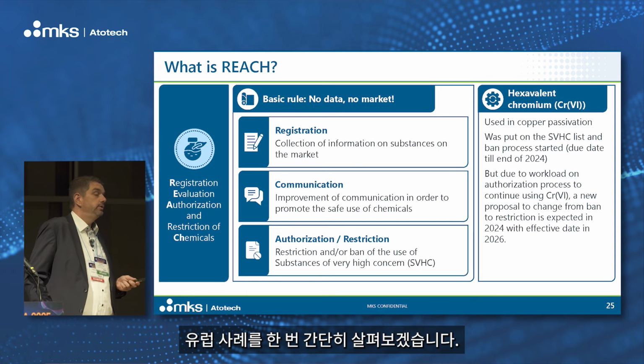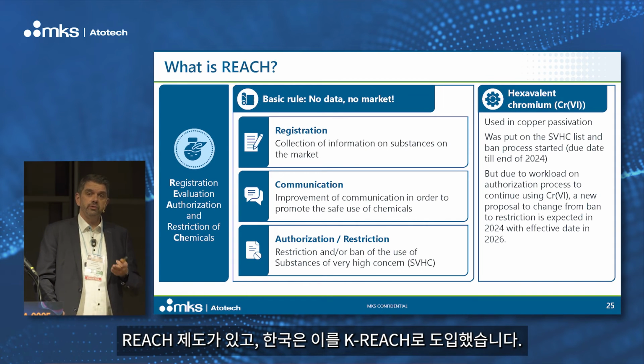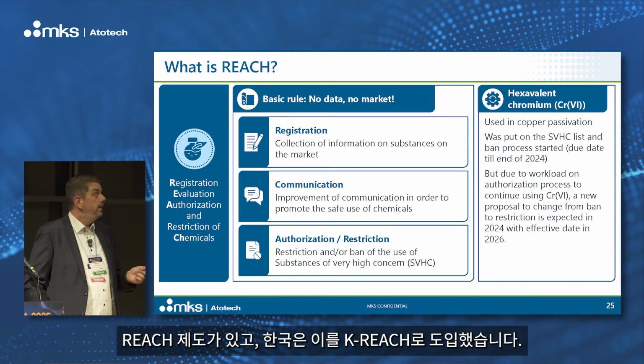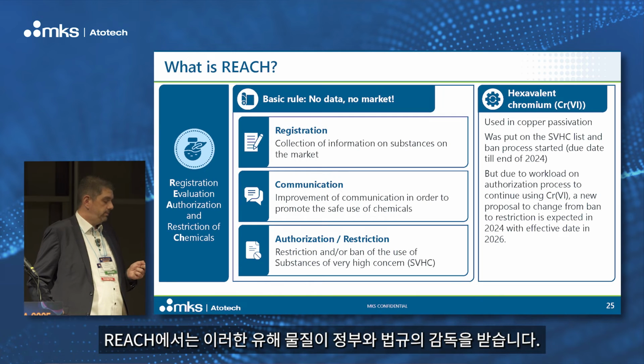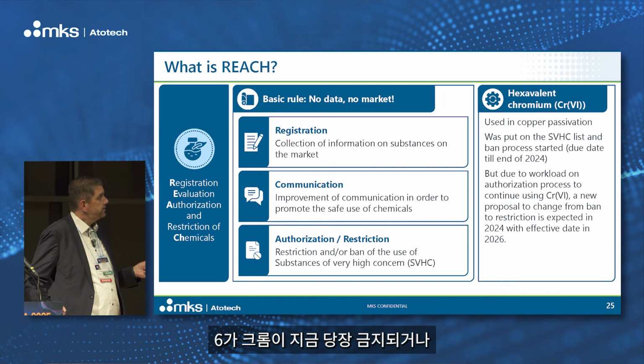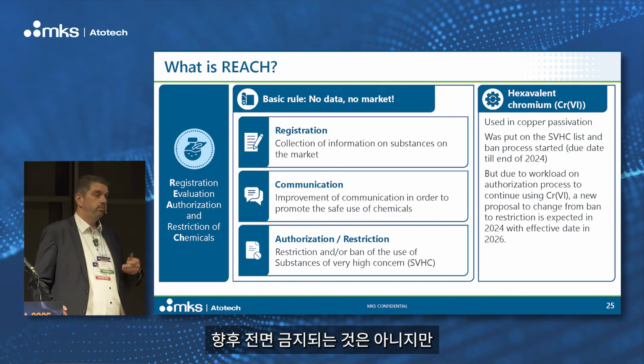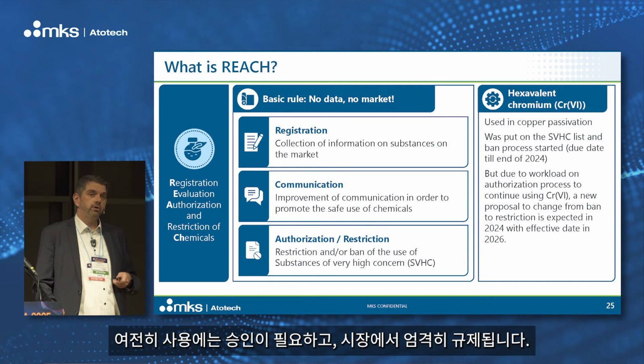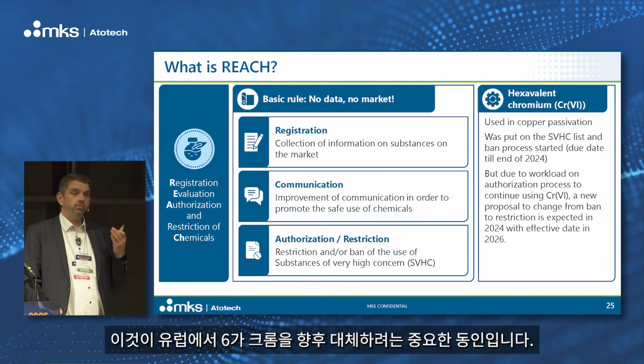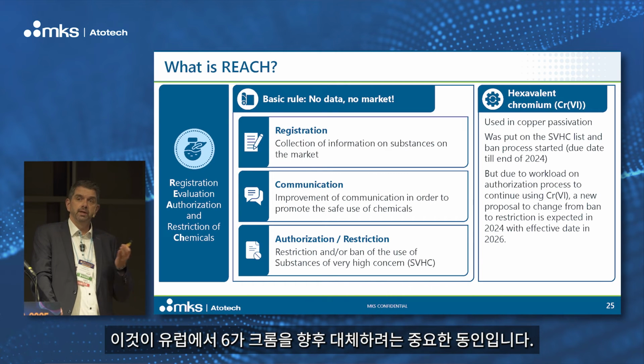Just a glimpse on Europe. REACH, you have copied this. As Korea, you have the K-REACH, the so-called K-REACH. In REACH, these dangerous materials are under supervision of the governments, the legislation. And here, Chrome 6 is not banned anymore, or it will not be banned in the future, but still we have an authorization, and it's strictly or highly regulated in the market. So this is one driver why in Europe hexavalent chromium is under, let's say, replacement for the future.